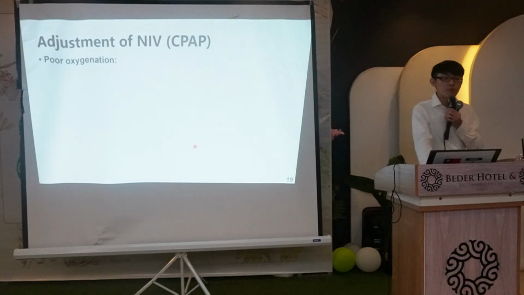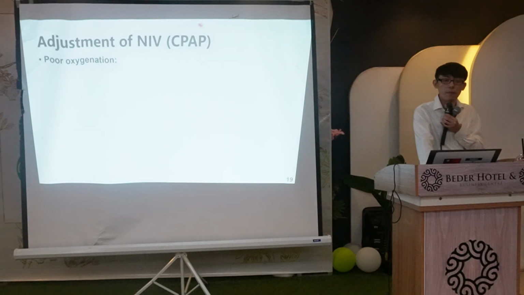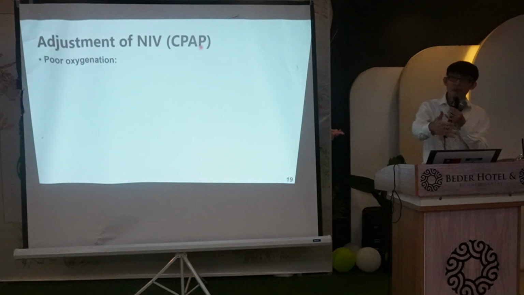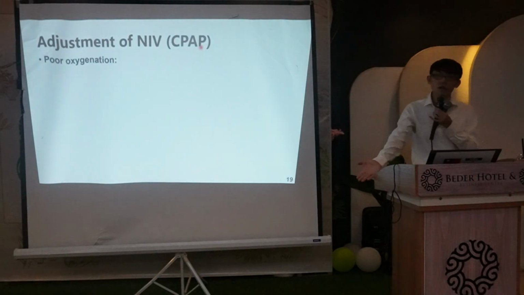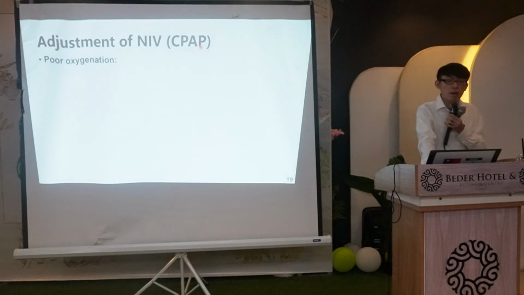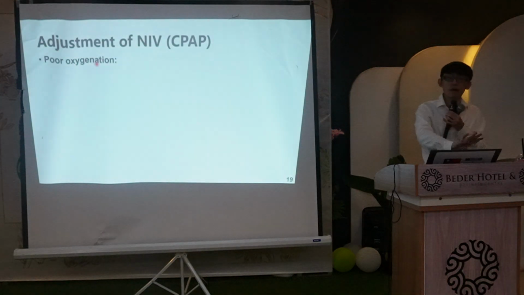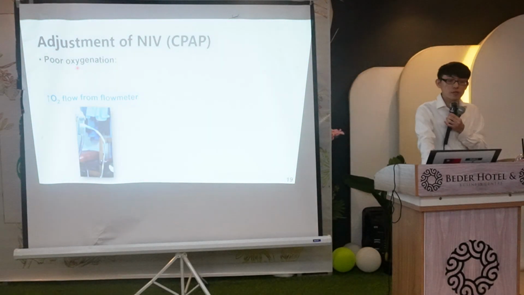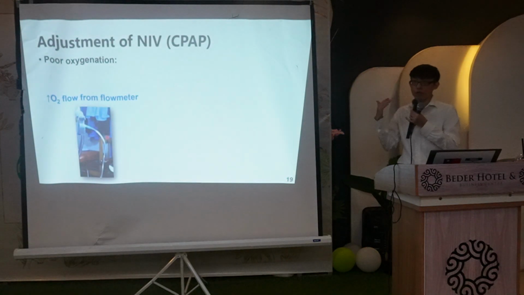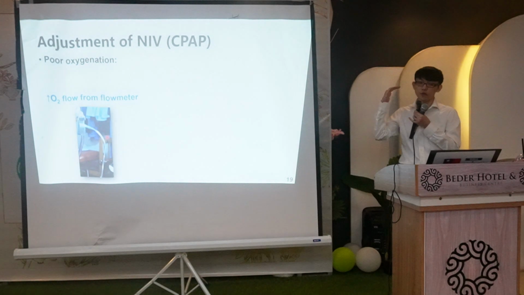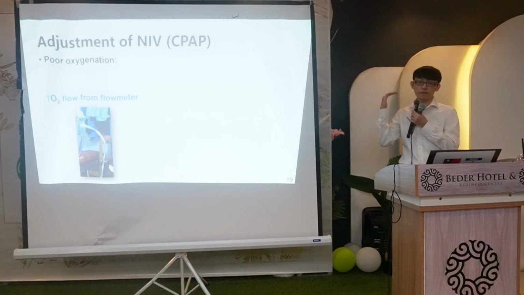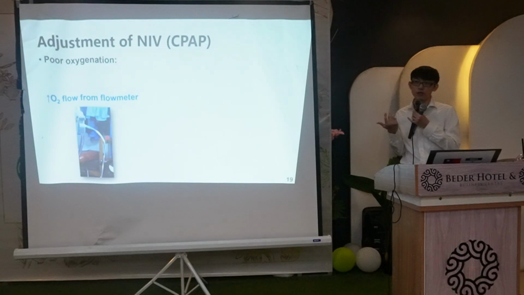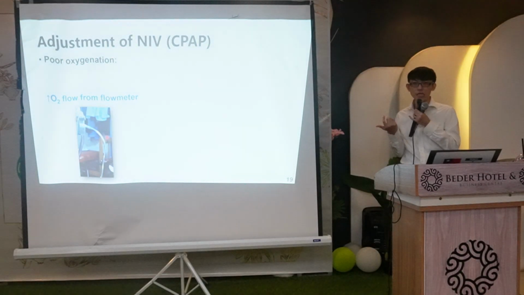Now, if the patient has poor oxygenation when you use CPAP. If the patient has a ventilation problem, you need to use BiPAP instead of CPAP, which I just talked about. But if the patient has an oxygenation problem, you can use either CPAP or BiPAP. First, you can increase the O2 flow from the flow meter. Maybe the patient uses 3, you can increase to 5, to 10, to 12, and the maximum level is 15. The maximum oxygen you can deliver is maybe just 50%.